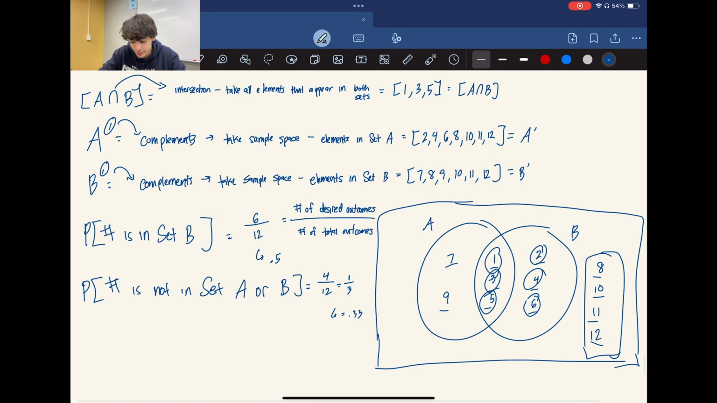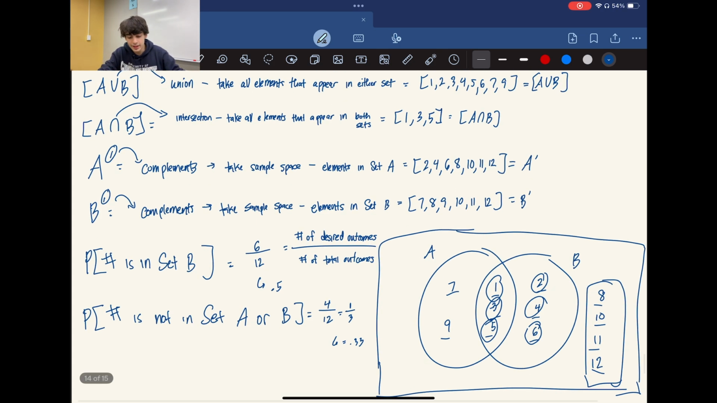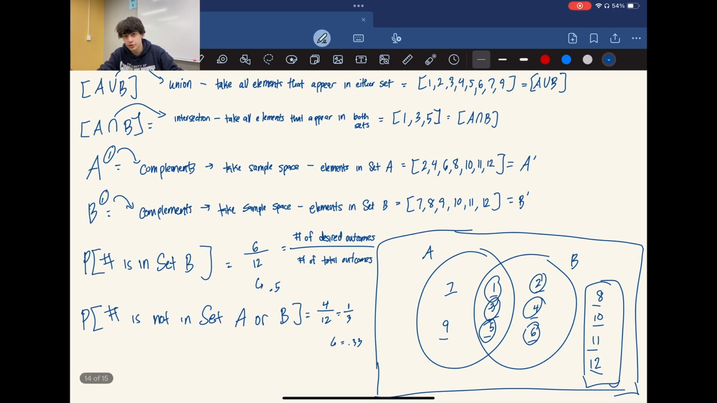So that's pretty much all the terminology that you could be asked on a Society of Actuaries style exam. You have unions, you have intersections, you have complements, and you have that sort of general probability notation. All elements are part of a sample space, and they could be part of a set.